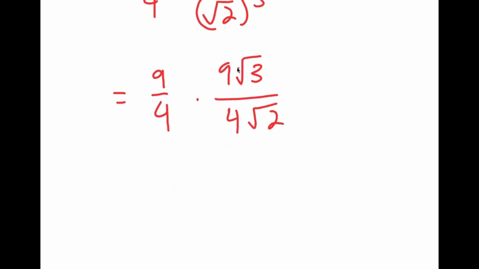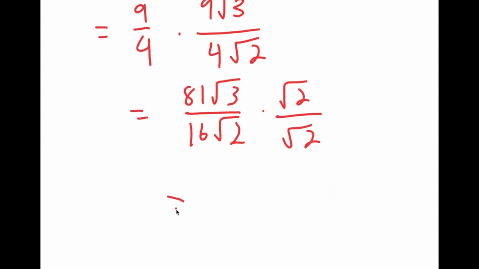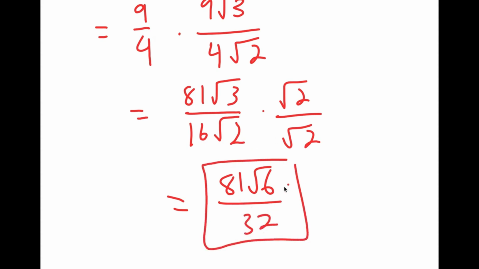So I have 9/4 times 9 root 3 over 4 root 2, which is equal to 81 root 3 over 16 root 2. And we don't want any radicals in our denominator, so I'm going to multiply this by the square root of 2 over the square root of 2. So I get 81 root 6 over 16 times 2, which is 32. So this is my answer.